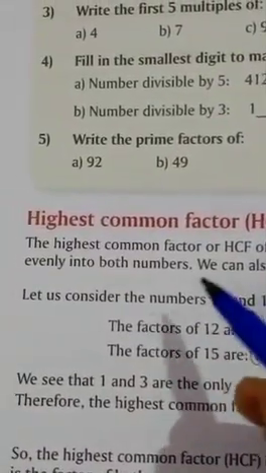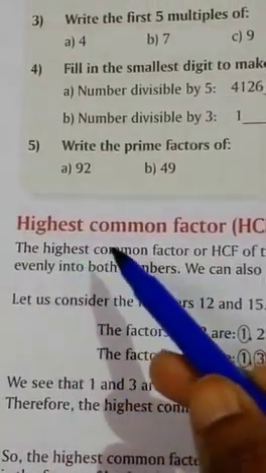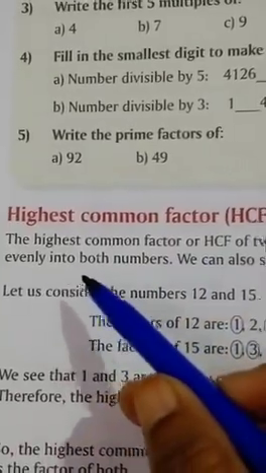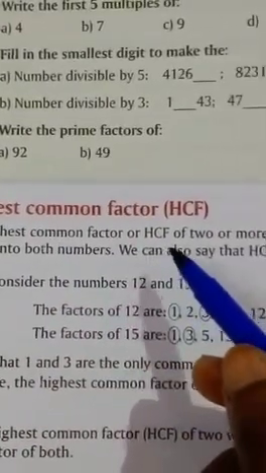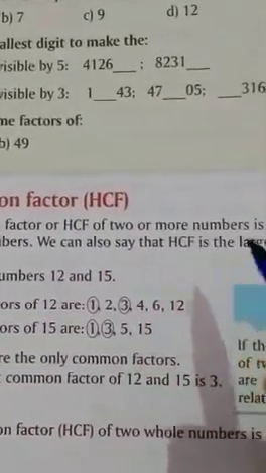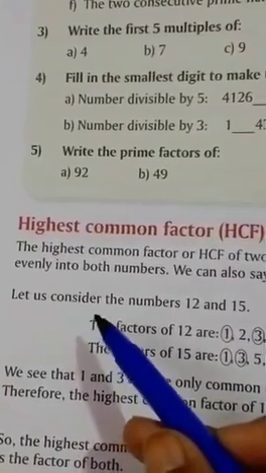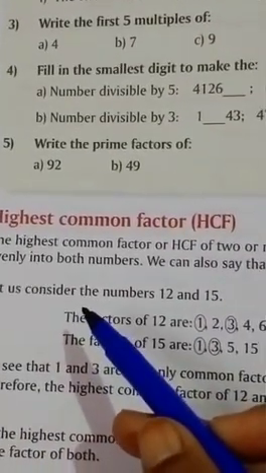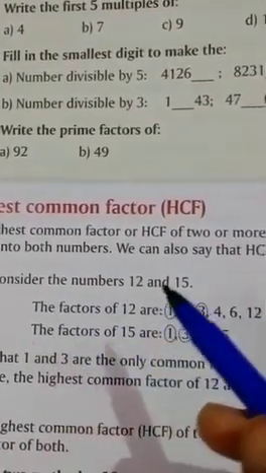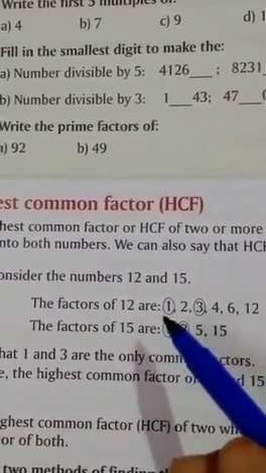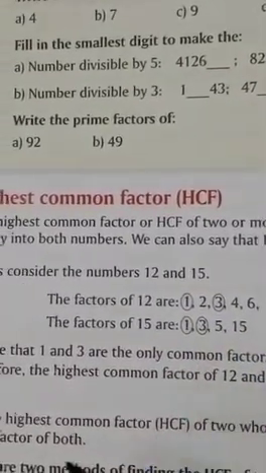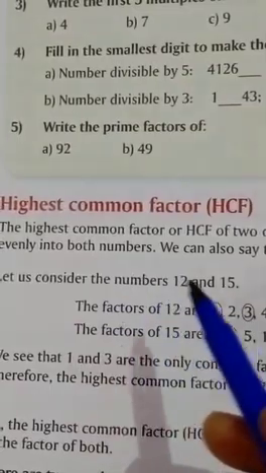HCF, full form highest common factor. The highest common factor or HCF of two or more numbers is the largest number that divides evenly into both numbers. Okay, the largest number which divides both numbers exactly is the highest common factor.